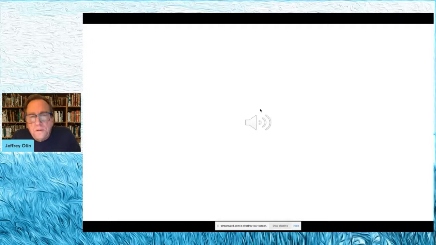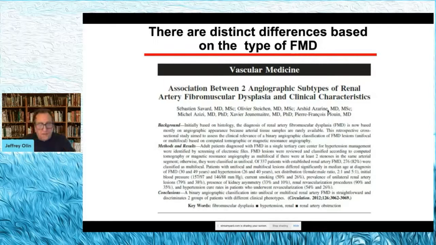And there you can hear the pulsatile tinnitus. This drives people crazy. So it's due to turbulence of flow, and it should be taken very, very seriously.